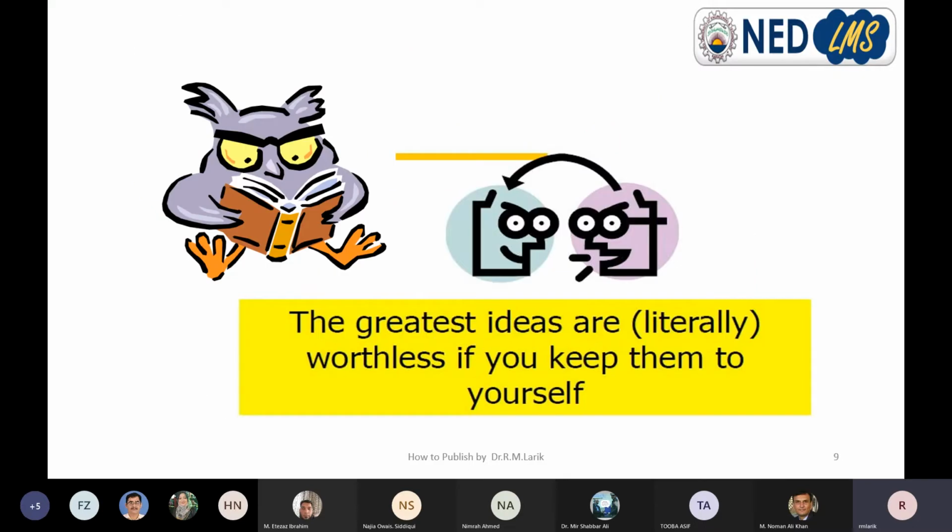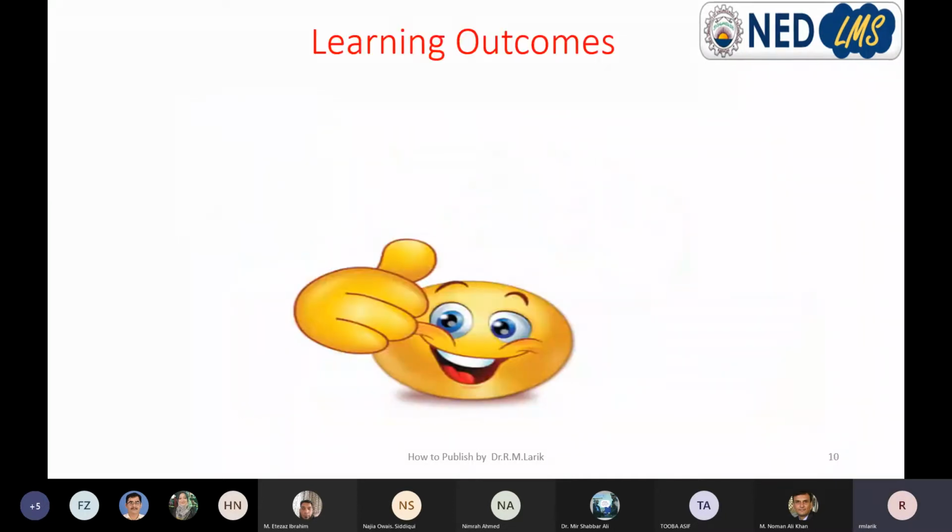The greatest ideas are literally worthless if you keep them to yourself. Remember that you need to exchange ideas. And this one is basically exchanging ideas between you, your supervisor, your co-supervisor, and others in the same area. So the discussions and the exchange of ideas are very useful. Your mind will get open, right? And ideas will come to your mind.